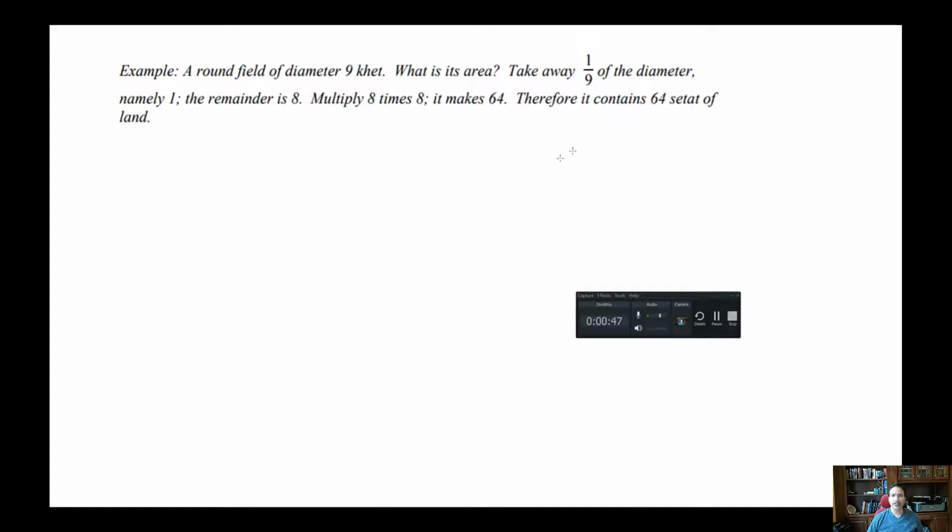So what we figured out is how the Egyptians came up with the area of the circle, which is quite remarkable. The Egyptians' papyrus scrolls essentially said, if there was a round field of diameter 9 ket, which is a measurement that the Egyptians used, what is its area?